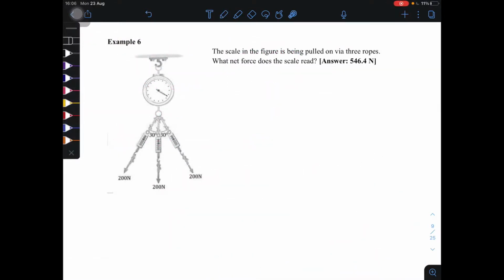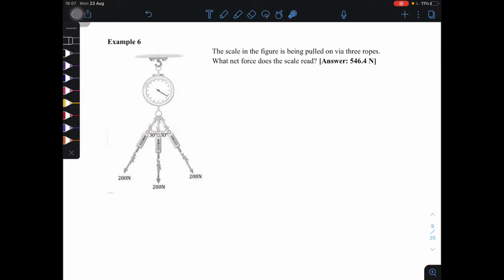Okay, next one, example 6. Okay, so we are given a figure here where we have a scale. Okay, a scale being pulled on a wire via 3 ropes. So this is 3 ropes here, and then we want to find what is the net force on the scale. Okay, net force maksudnya kita kena resolve the vector.